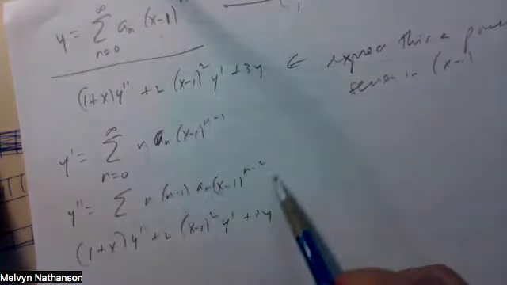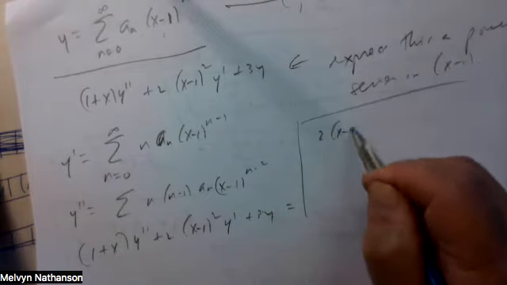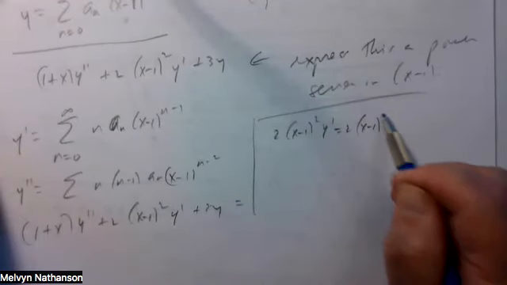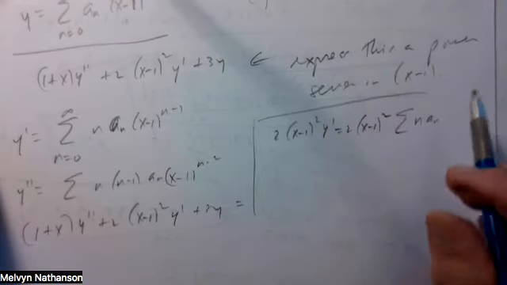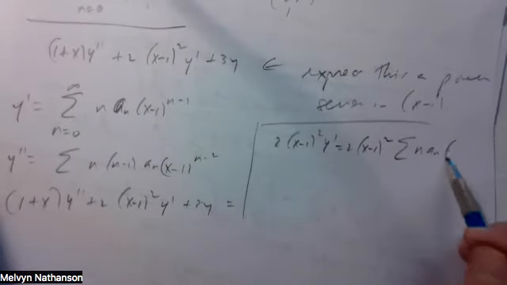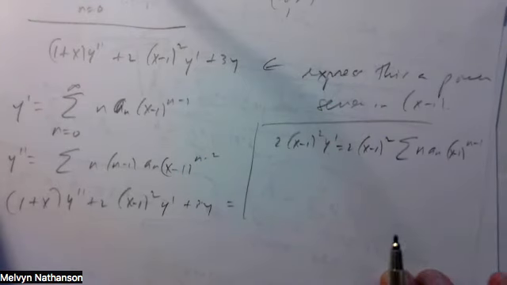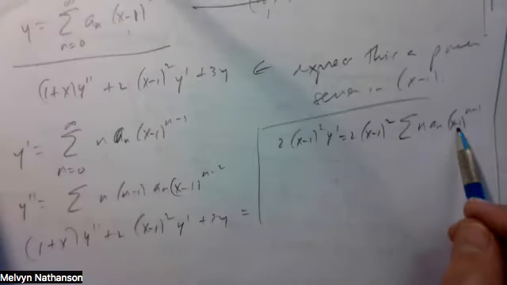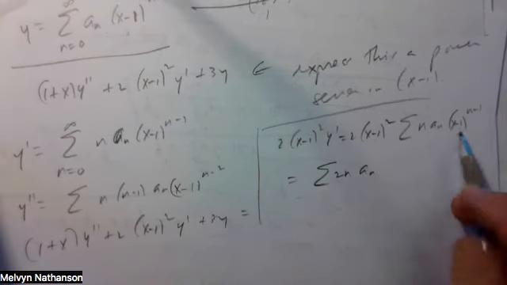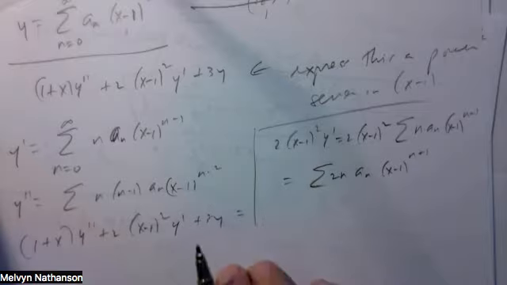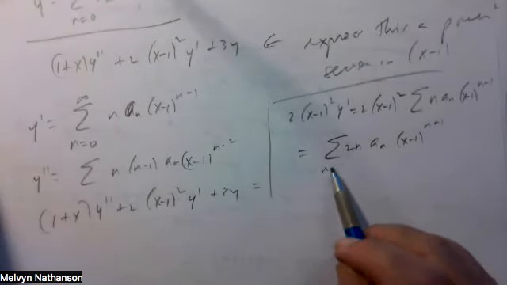So, of course, 3y, this is y. So that's easy. Now, what is 2 (x minus 1) squared y prime? This is 2 (x minus 1) squared, and y prime is the summation n a sub n (x minus 1) to the n minus 1. And (x minus 1) squared times (x minus 1) to the n minus 1 is the summation n a sub n, 2 (x minus 1) to the n plus 1, since n minus 1 plus 2 is n plus 1.